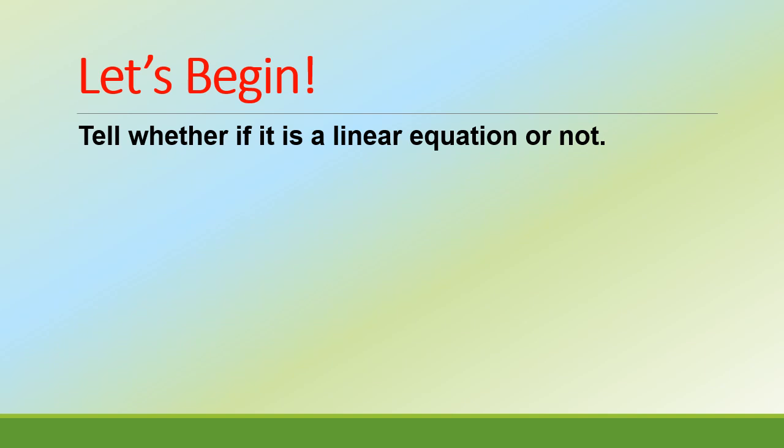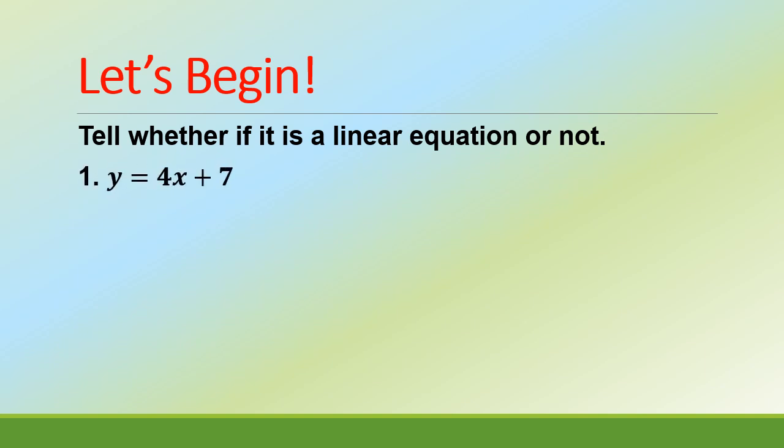Tell whether it is a linear equation or not. So when we say linear equation, it is in the general form of ax plus by plus c is equal to 0, where a, b, and c are real numbers, and a and b are both not equal to 0. Okay, so let's begin.